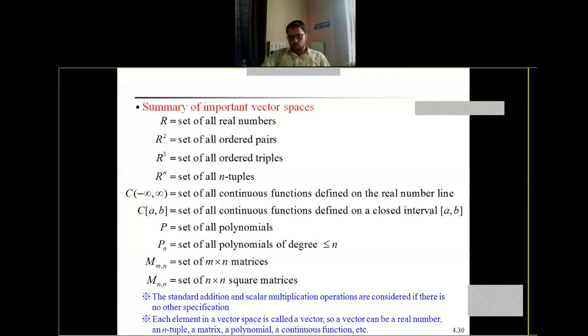Defined on the closed interval AB, that will also be a vector space. Please remember the difference between C of minus infinity to plus infinity and C of AB: we have separated out that continuous function space and named it C of A to B, the continuous function space lying on the closed interval A to B.